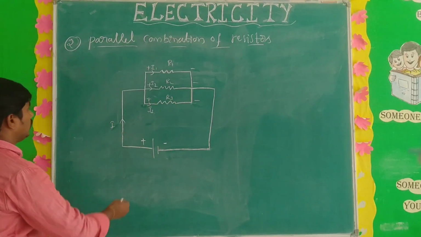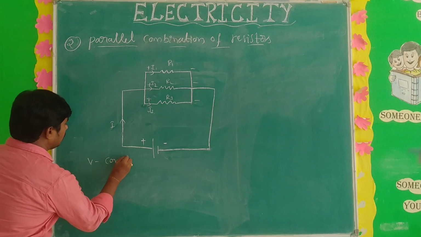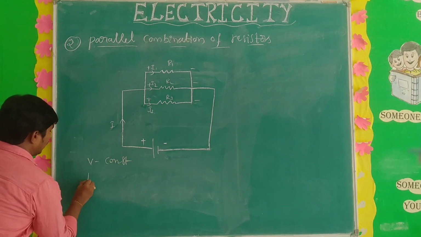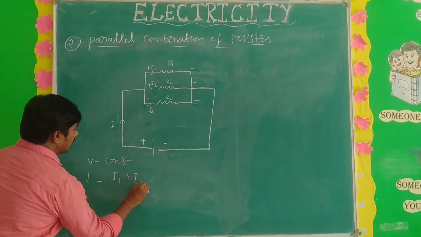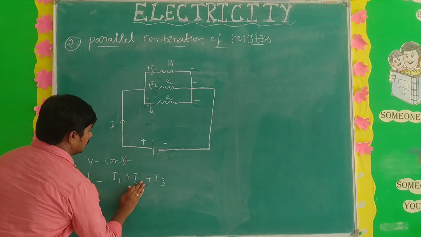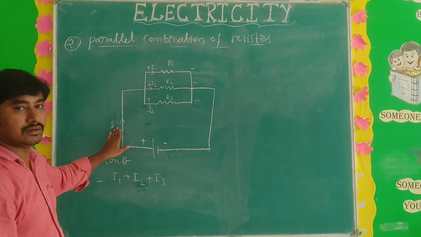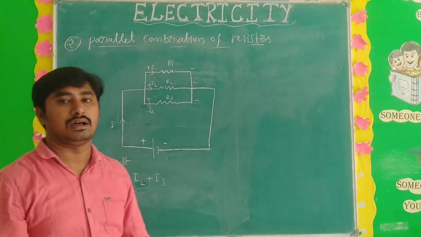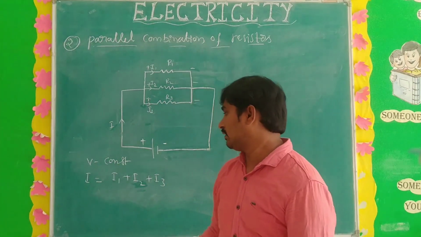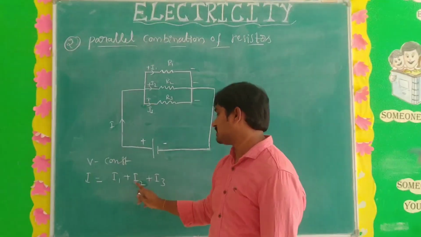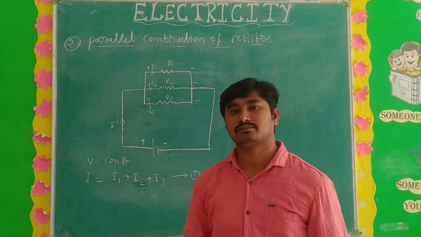That's why the total current I is equal to, here V is constant, but current I is equal to I1 plus I2 plus I3. The total current is equal to the sum of the individual currents of the resistors. So take this as equation 1.